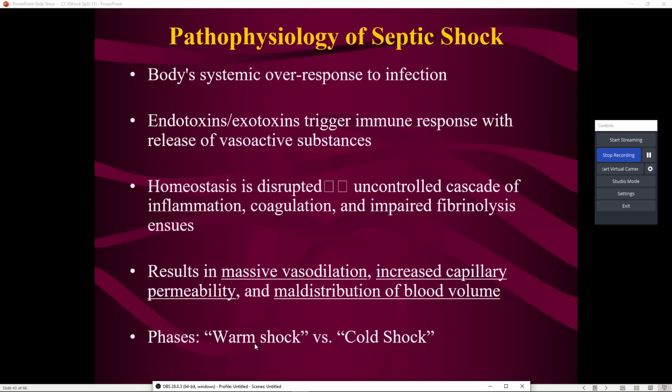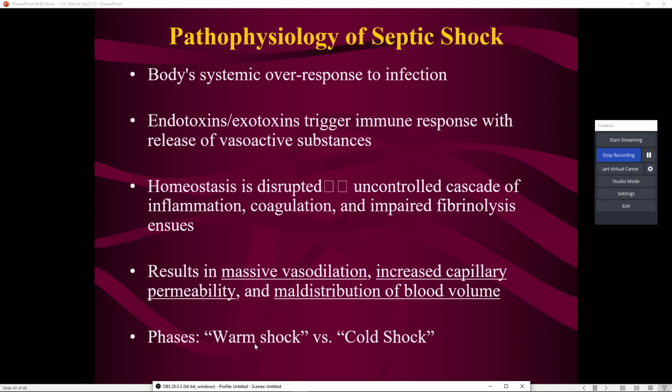Warm shock is just how it sounds. Hot, flushed, and moist. Running a fever, tachycardic, a little bit warm. Something's going on. Something's attacking me. Let's get after it early. Hey, let's go do some cultures. What kind of cultures? I don't know. Let's do blood cultures. Do you have a central line? Okay, let's culture the central line.